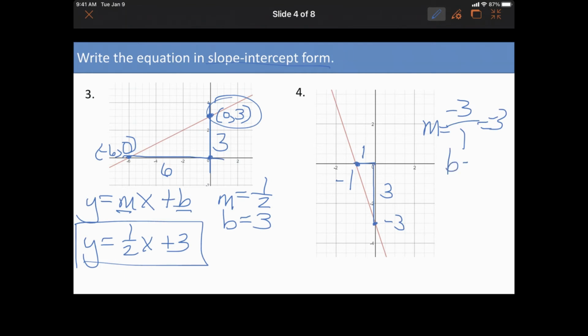The y-intercept is also -3. So my, okay, just double checking. y = -3x - 3. Sorry for the pause. There.